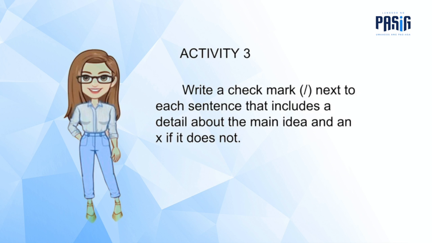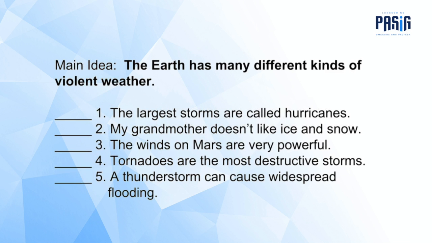Activity number 3. Write a check mark next to each sentence that includes a detail about the main idea and an X if it does not. The main idea is, the Earth has many different kinds of violent weather. Number 1. The largest storms are called hurricanes. Number 2. My grandmother doesn't like ice and snow.